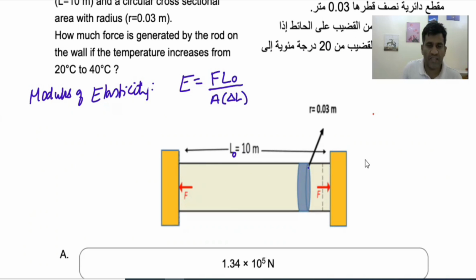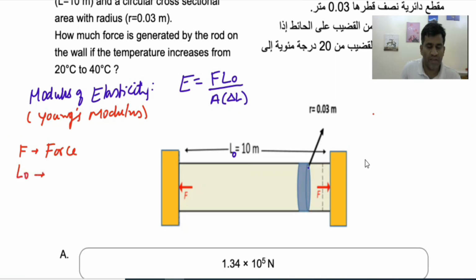As we say, E is the modulus of elasticity. Modulus of elasticity can also be said as Young's modulus. This is another name. Young's modulus is the same as the modulus of elasticity. So what is F representing here? F is representing the force.